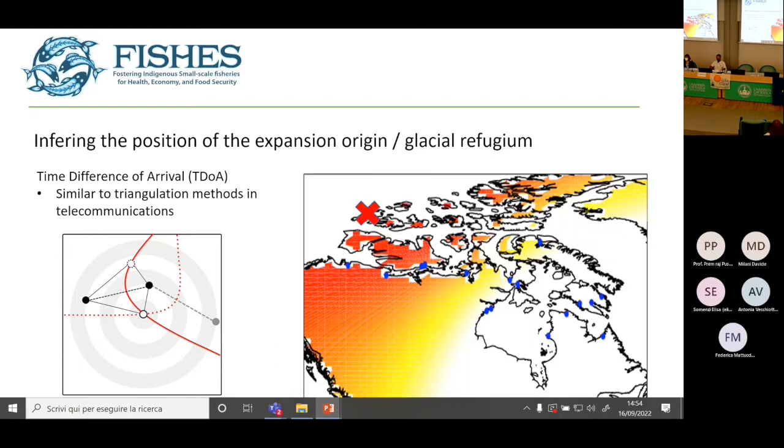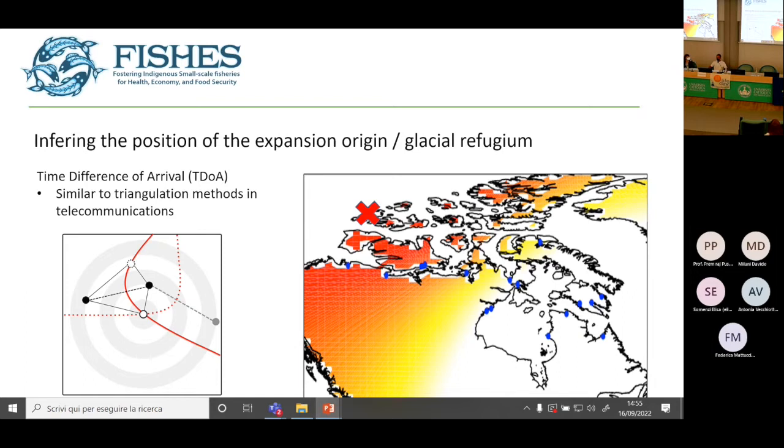So that's what we did here, and it really fits our expectation. I was talking about Banks Island. You can see in red the most probable position of the glacial refugium, which I represented with the X, in the near vicinity of Banks Island.